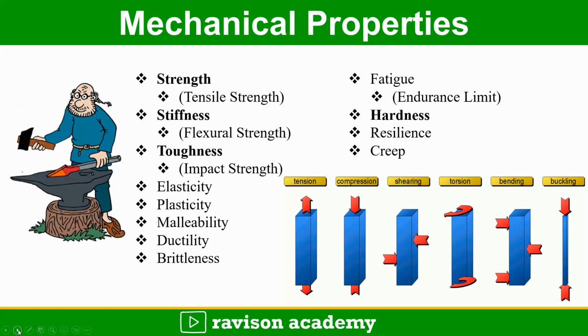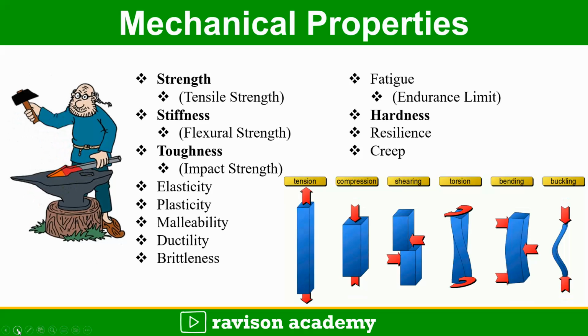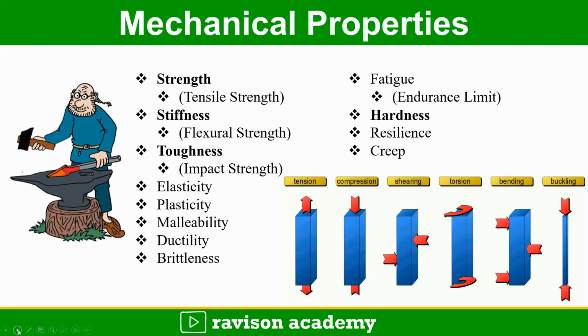So coming to the mechanical properties, the important properties are strength, commonly called as tensile strength, stiffness, a measure of flexural strength, toughness, a measure of impact strength, then elasticity, plasticity, malleability, ductility, brittleness, fatigue limit or endurance limit, hardness, resilience and creep. So how are the mechanical properties evaluated?